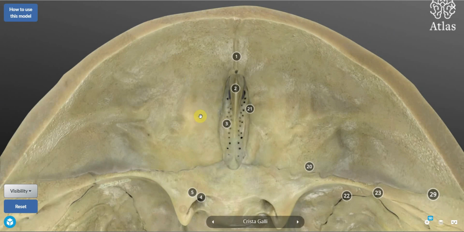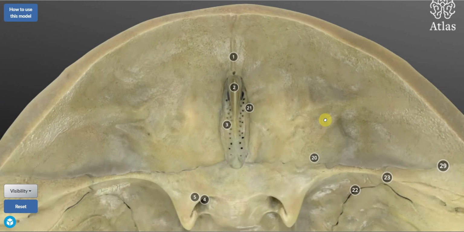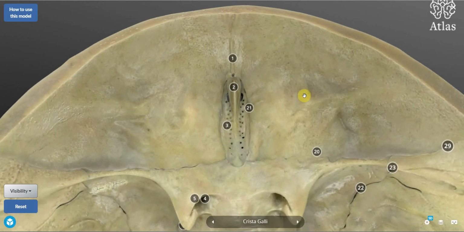Laterally in the anterior cranial fossa, we have the orbital plates of the frontal bone. And you can see that they have irregular elevations and depressions which correspond to the sulci and gyri of the orbital surface of the frontal lobe of the cerebrum.